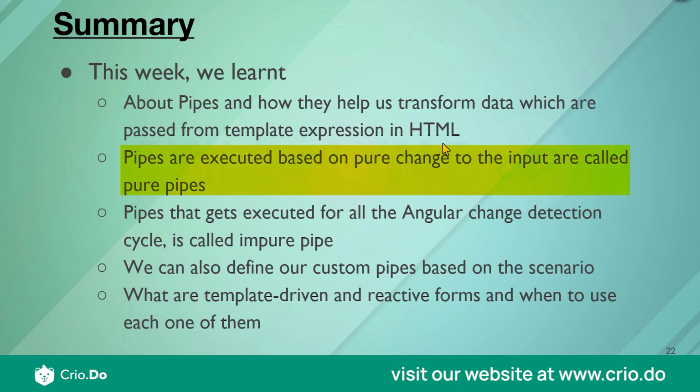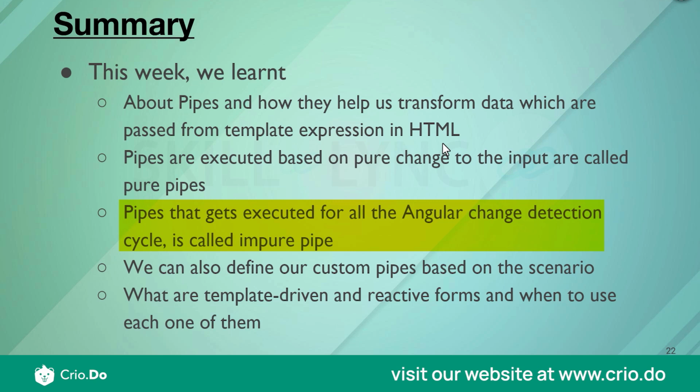Pipes that are executed based on a pure change to the input are called pure pipes. Pipes that get executed for every Angular change detection cycle are called impure pipes. If you remember, pure pipes work only when there's a change in reference to the object. Impure pipes work even if there's a property change, because they just keep on executing for all Angular change detection.